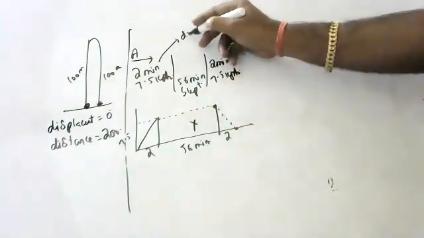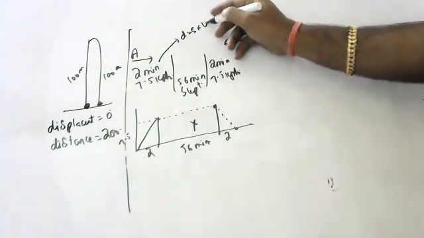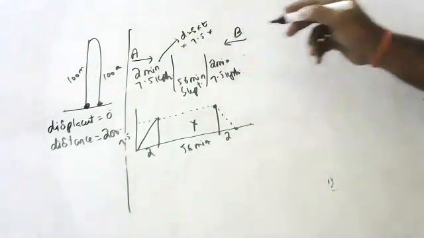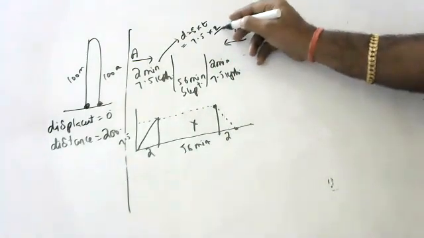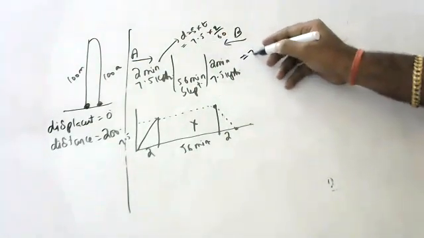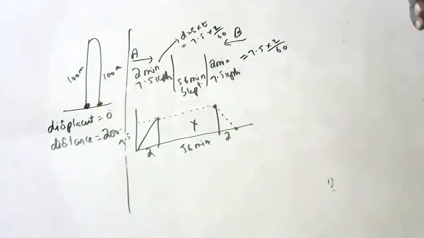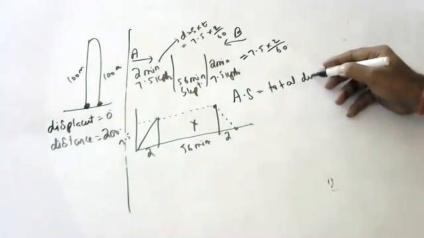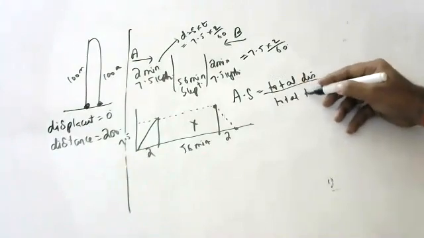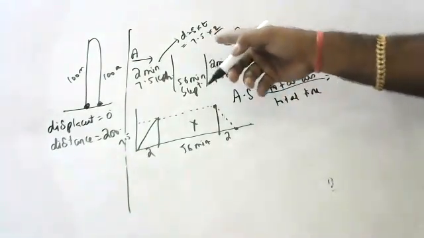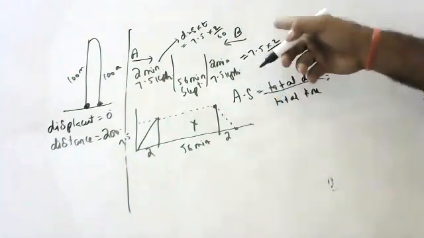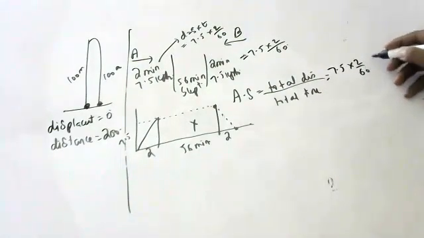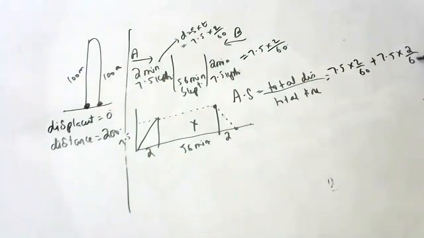Here, what will we do? Distance is equal to speed into time, because of uniform velocity. So it is 7.5 into 2 by 60, because we convert minutes to hours. Very good. And also 7.5 into 2 by 60. Average speed means total distance by total time. The total distance traveled is 7.5 into 2 by 60 plus 7.5 into 2 by 60.